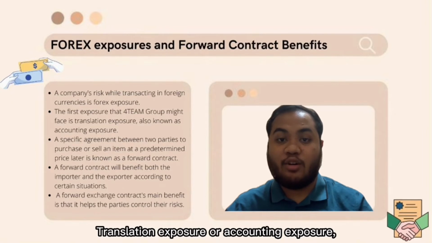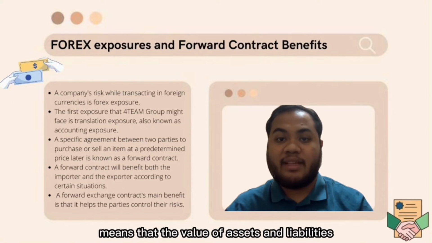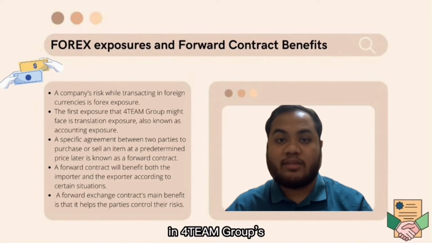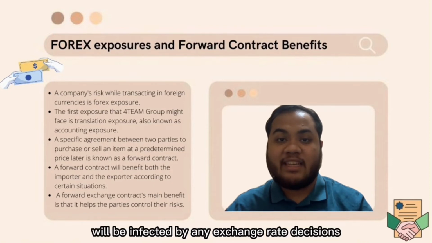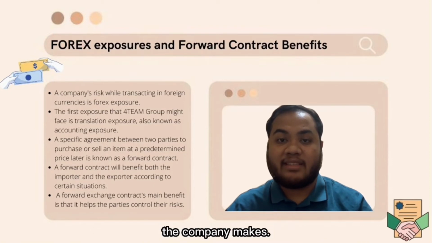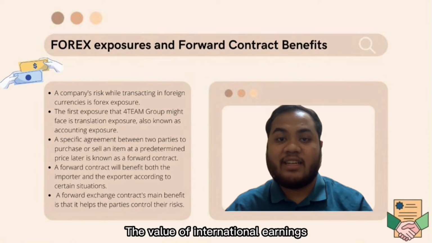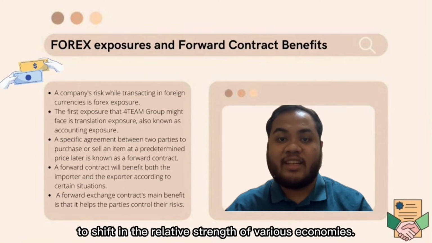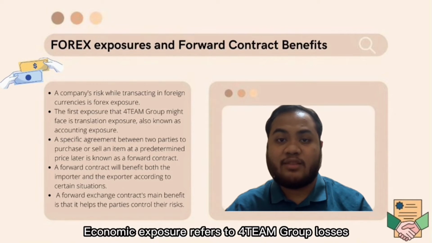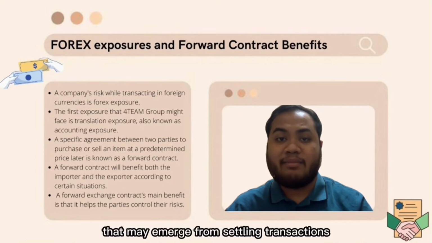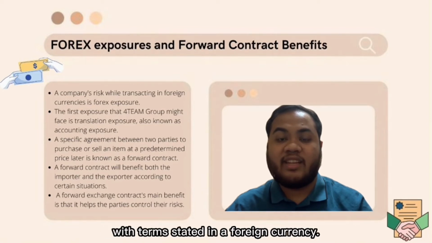Translation exposure, or accounting exposure, means that the value of assets and liabilities in 14 Group's consolidated financial statement will be impacted by any exchange rate decisions the company makes. The value of international earnings will be impacted by transaction exposure to shifts in the relative strength of various economies. Economic exposure refers to 14 Group's losses that may emerge from settling transactions with terms stated in a foreign currency.